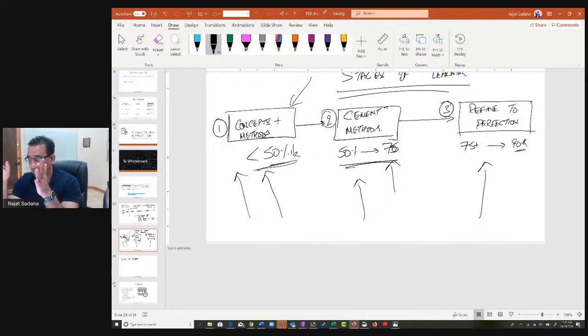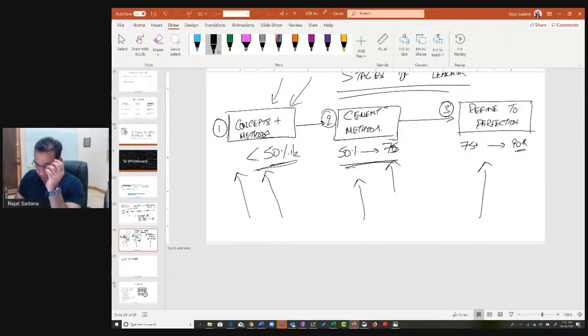And the third takeaway that I want you to have is, when you focus on the right stage of learning and you get the right metrics, what you find is that improvement happens in days. It doesn't take weeks. It doesn't take months.